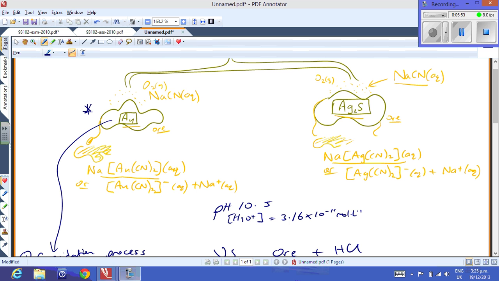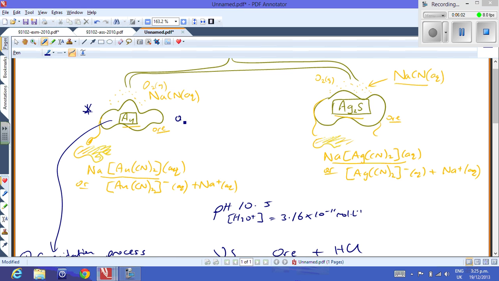Something else I forgot to do just before we move on to that was, when we have this little diagram set out like this, it's quite nice to assign oxidation states. So the gold here has oxidation number in its elemental form of 0, whereas in the complex then it's going to be +1 right there.